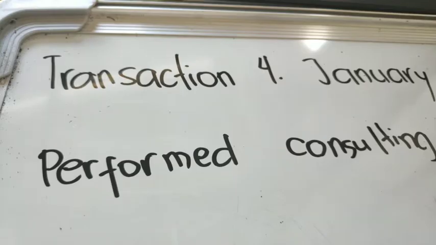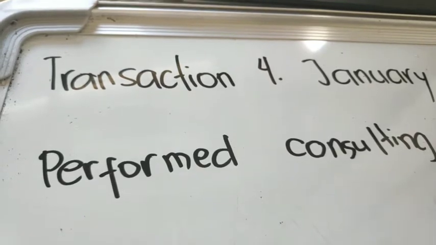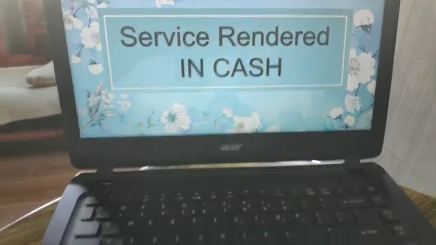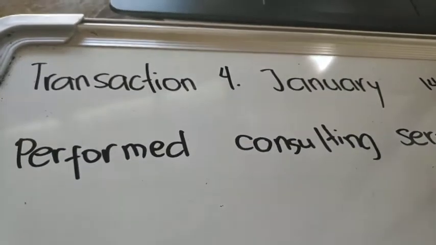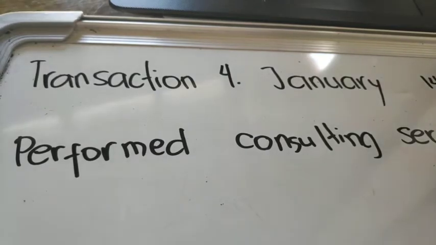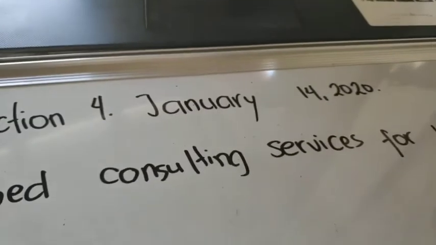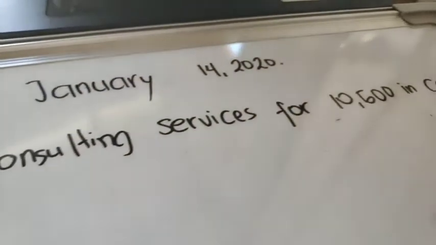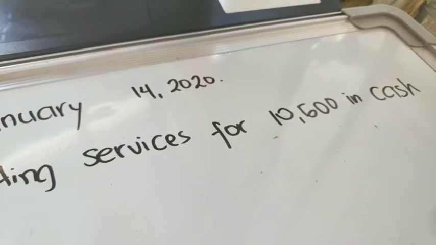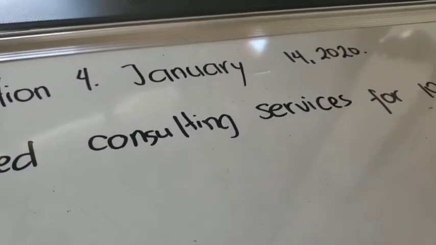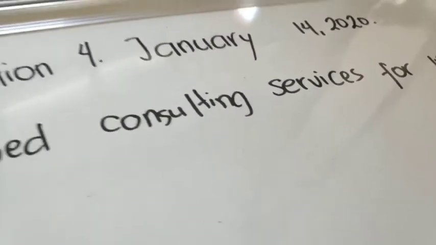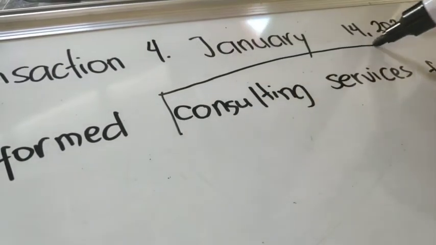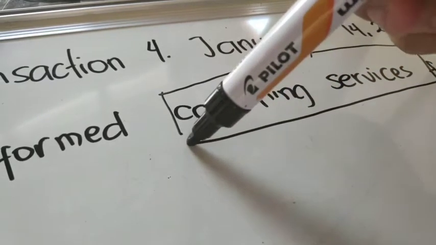Everyone. So for today's video, we will be learning the journal entry for the service rendered in cash. So the transaction is a transaction for January 14, 2020. The problem is perform consulting services for 10,500 in cash. So in this problem, the consulting services is the service or the revenue.